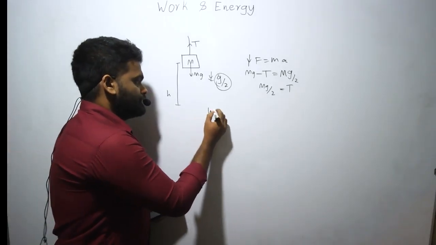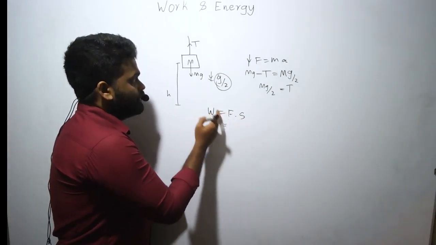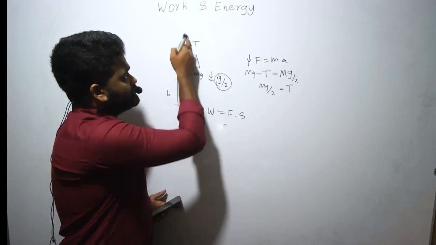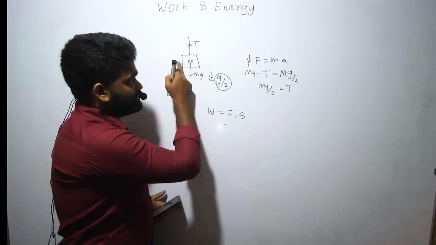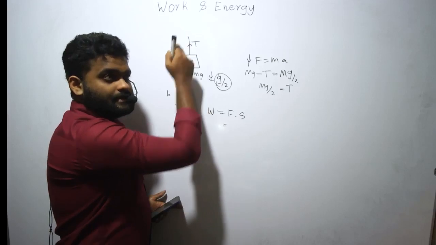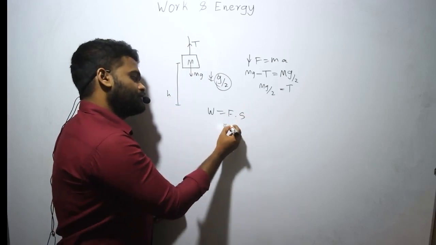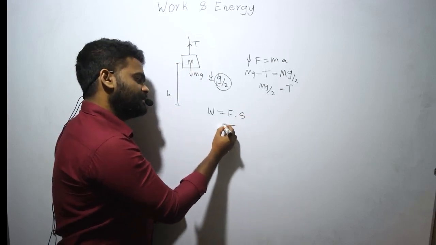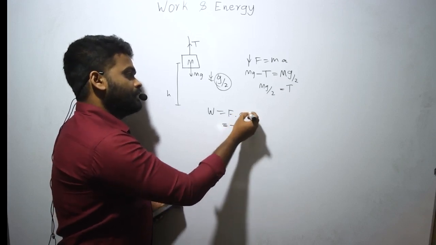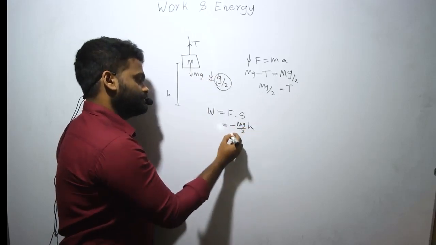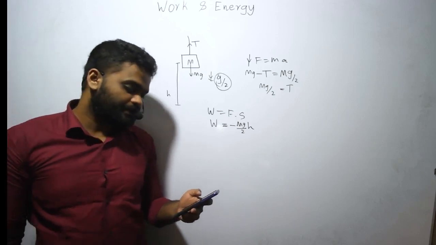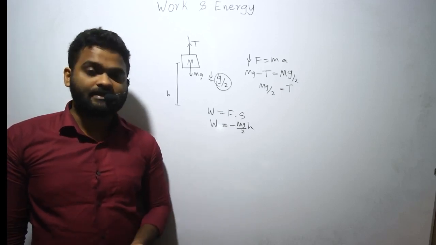Then if you apply W equals Fs, so this is the work done by the tension, right? So the force is upwards, see that? And the displacement is downwards. So force and displacement are in opposite directions. So you know in that case, work done should be negative, right? Okay, so we know the force mg over 2. We know the distance, that is h. So W is equal to minus mgh over 2, right? Answer should be the second one, right?